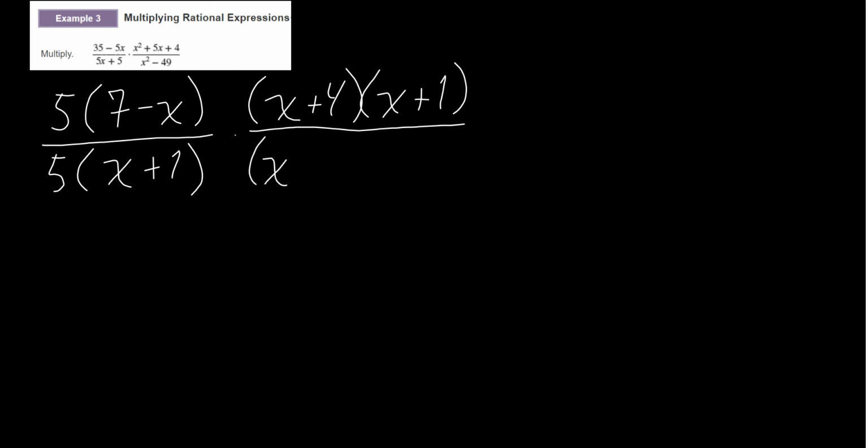And then over here, I can factor this x squared plus 5x plus 4. It looks like the factors of 4 would be 4 and 1, so x plus 4, x plus 1, and then x squared minus 4. No, that's a difference of squares, so it's going to be x plus 7 and x minus 7. Okay, so we can proceed. It looks like these 5s essentially cancel.